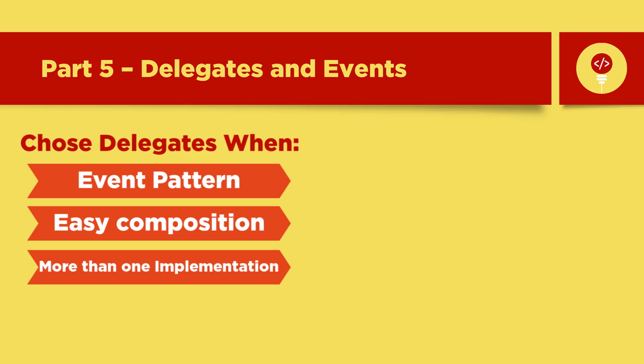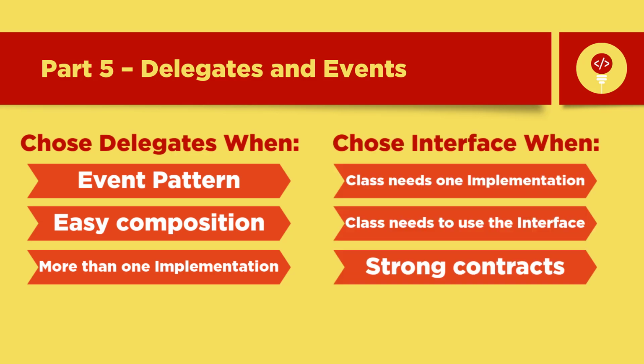A class may need more than one implementation of the method. Choose an interface when a class only needs one implementation of a method. The class using the interface will want to cast that interface to other interfaces or class types. The method being implemented is linked to the type or identity of the class. So for example, comparison methods.